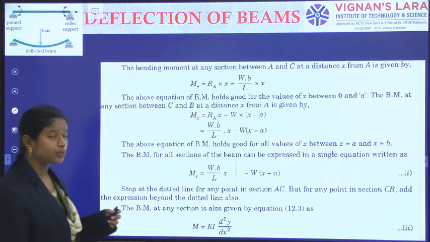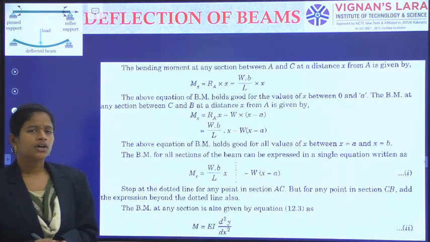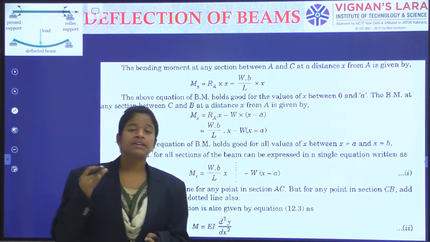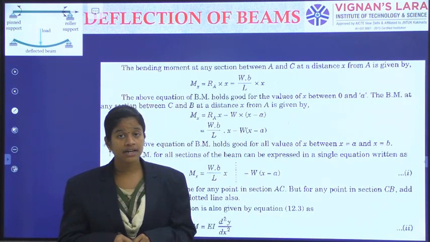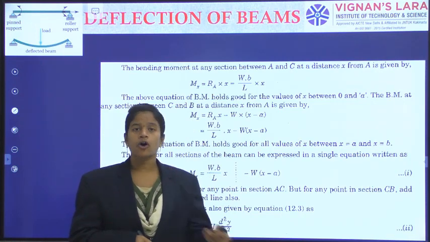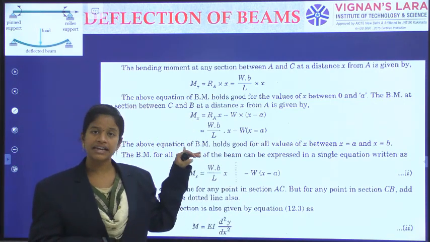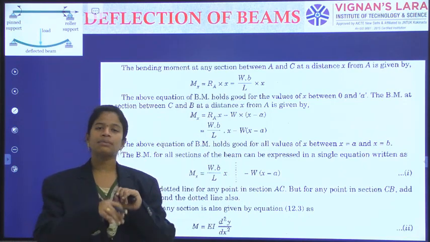Now I am going into the main step. We said the double integration method is lengthier than Macaulay's method, and also we said we can go for a number of combination loads at a time in Macaulay's method. How? What is the main step?